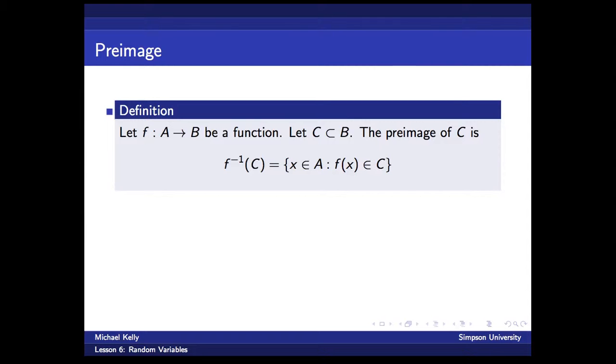To continue reviewing our set theory, we're going to talk about the preimage of a function. So if f goes from A to B and C is a subset of the range, then the preimage of C is everything that maps to C. So f inverse of C is a set, and it's the set of all x in the domain such that f of x is an element of C.